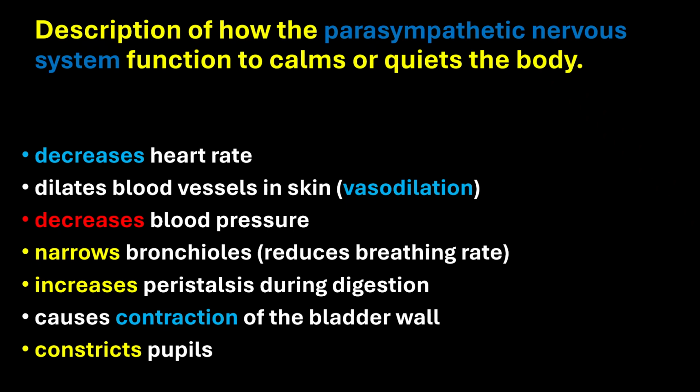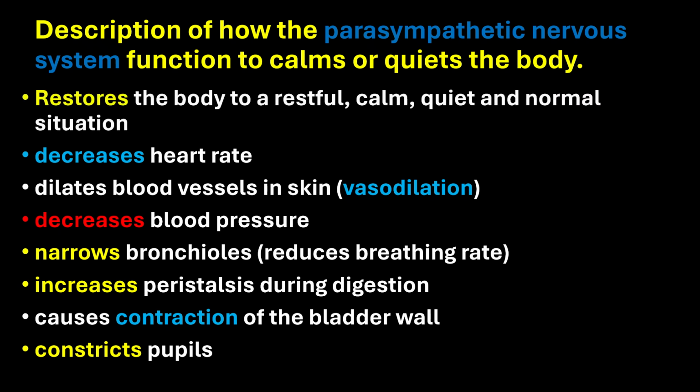After the danger is gone, or when there is no danger, how does your body calm itself down, or quiet itself down? Once the danger is gone, the parasympathetic nervous system takes over the body and calms it. How does it do that? It restores the body to a restful, calm, quiet, and normal situation. For it to be restful, it means that before then you were irritated, or you were in fear, or you felt unsafe, hence you became agitated. But when that danger is gone, your body becomes quiet, normal, and restful.